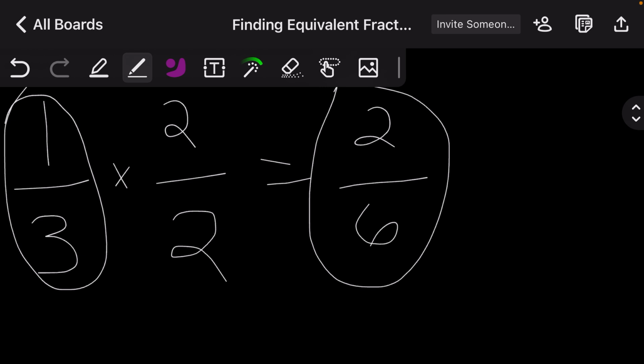Let's get into another example. We'll do a few of these. Let's say you have a fraction like 4 over 7. What is a fraction that is equivalent to 4 over 7? I'm going to change up the language a little bit. Instead of saying equivalent, we need to find another fraction that takes up the same amount of space but uses different numbers.